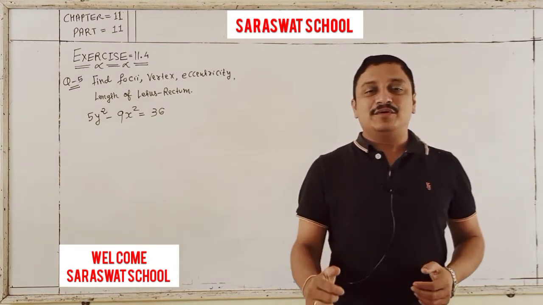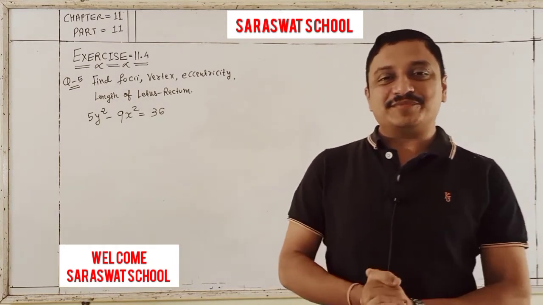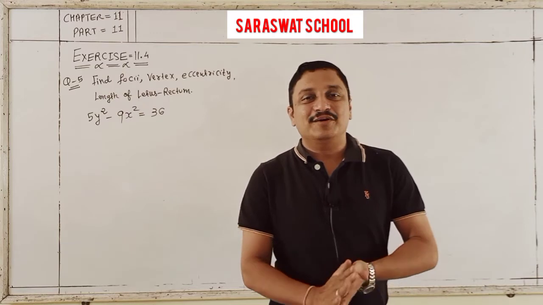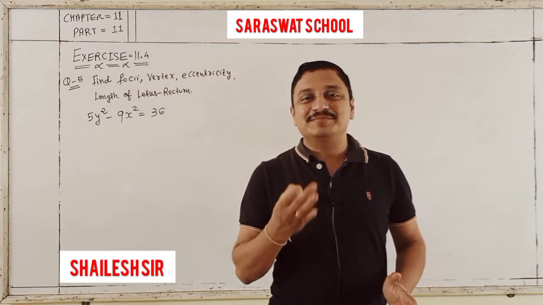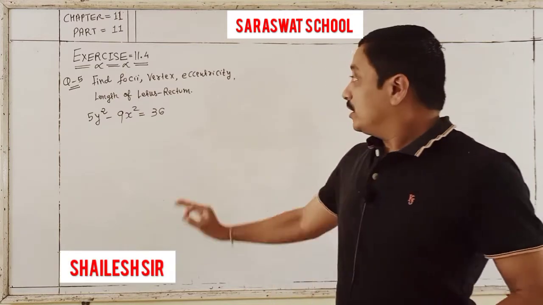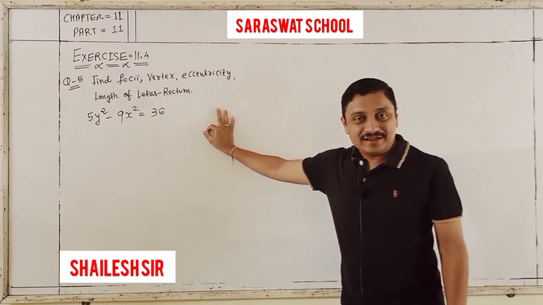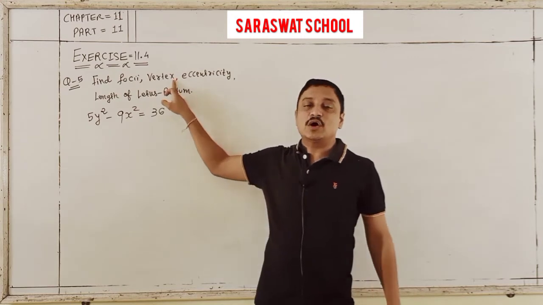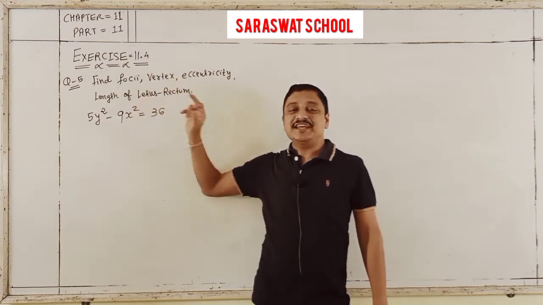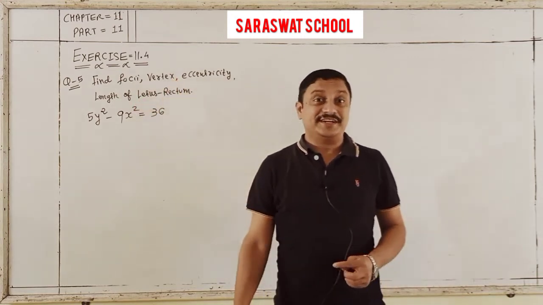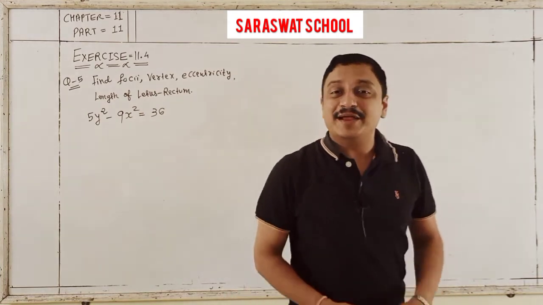So today we are studying the last part of this chapter, and this part is ending with the hyperbola. There are just a few numericals remaining in Exercise 11.4, question number 5. Find the focus, vertex, eccentricity and length of latus rectum of the given hyperbola.